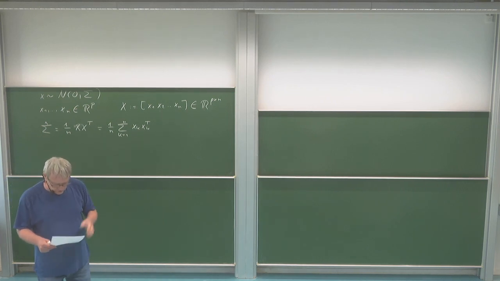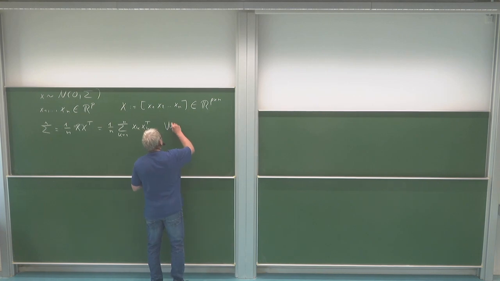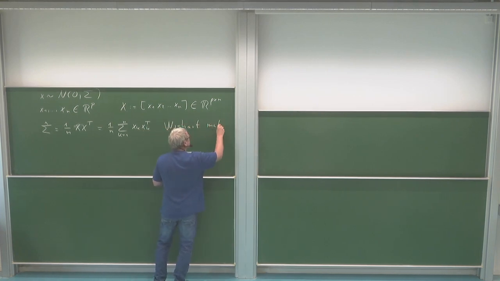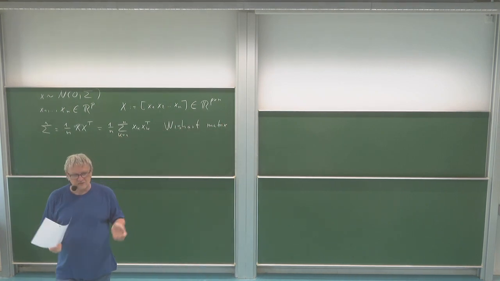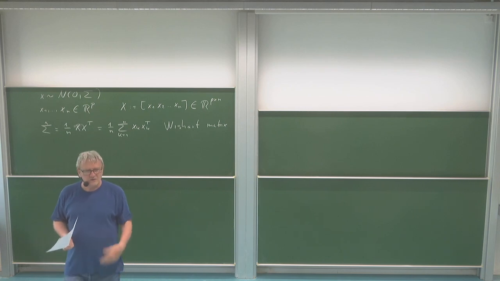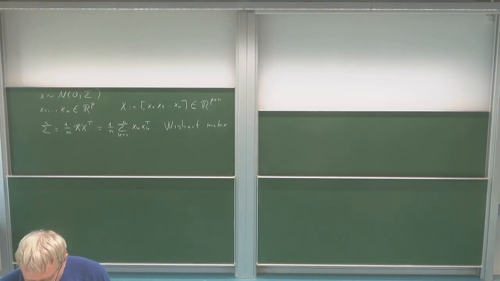Okay, and so maybe let me write it down. Wishart was a statistician who introduced random matrices exactly in such a context, for making estimates for Gaussian distributions in high dimensions. Okay, good.